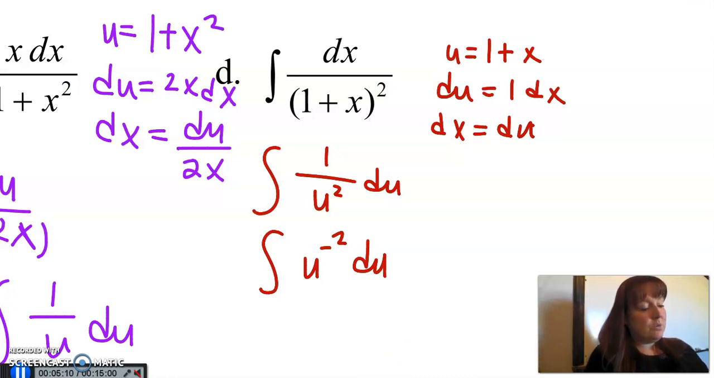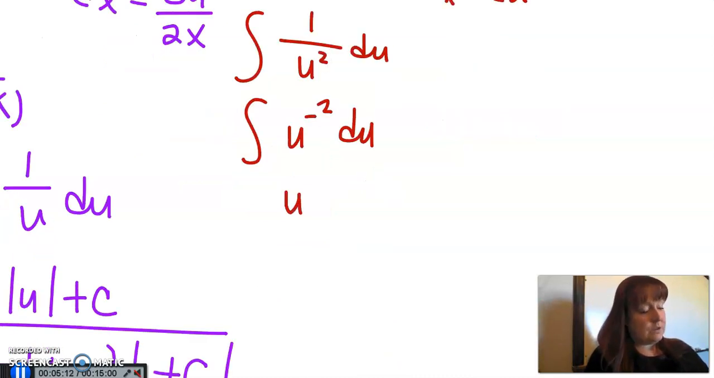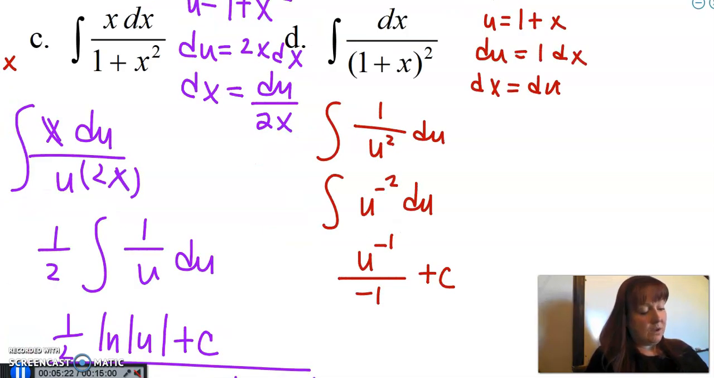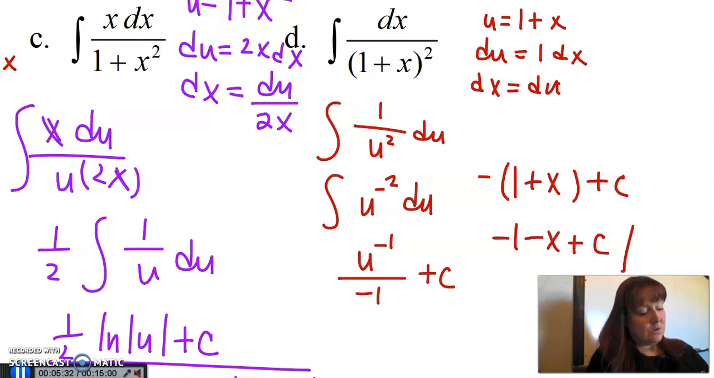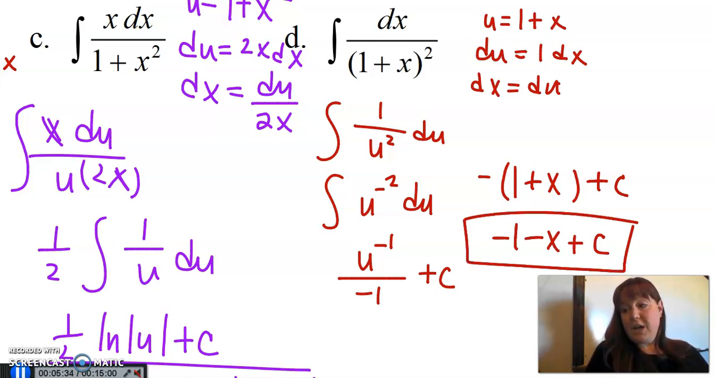Okay, so what do we do? We add 1 to the exponent, so that becomes negative 1, and then we divide by that exponent, plus c. And so now we're going to replace the u. We're going to substitute back in what we had, so we have 1 plus x times negative 1 plus c. We could distribute that out, so it's like negative 1 minus x plus c, or something of that sort, but there you go.